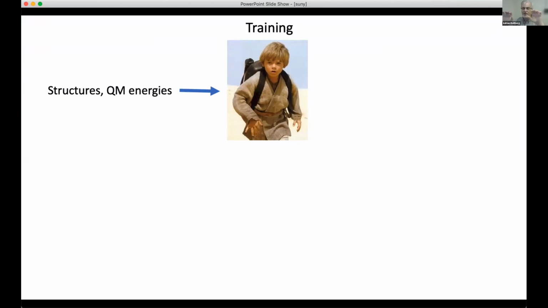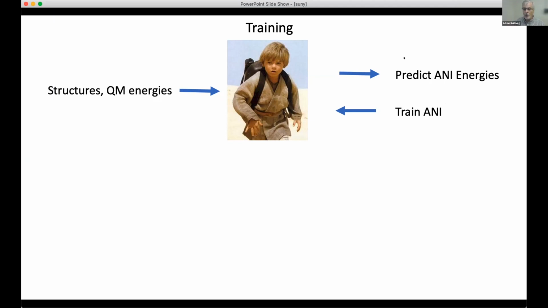I'll show you the details in a minute. It's going to learn pairs: this structure has this energy, this other structure has this energy. Then, as with any machine learning method, this thing will predict the energies for that structure. Clearly, it's not going to be any good because it has not been trained. And then you go backwards, you look at those errors and you train this network, and you keep going until you reach a point where you're satisfied.